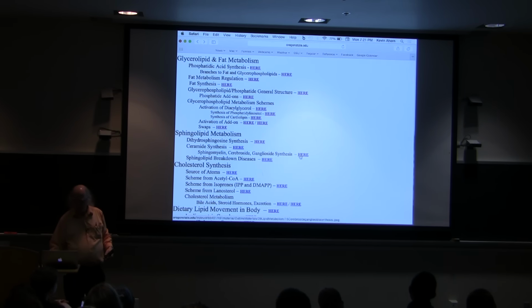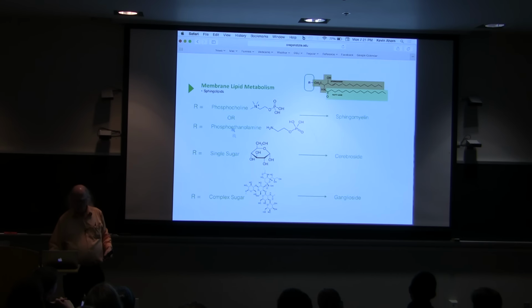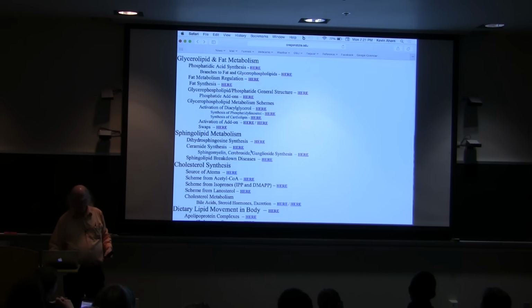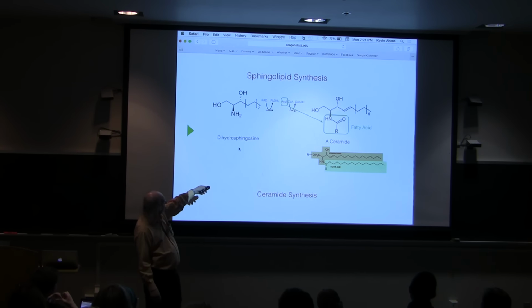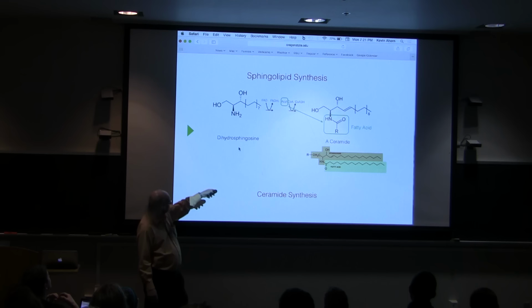And that's actually shown right here. Oh, sorry, I jumped ahead. That's actually shown right here. So we see the addition of a second fatty acid tail. That's that R right there.